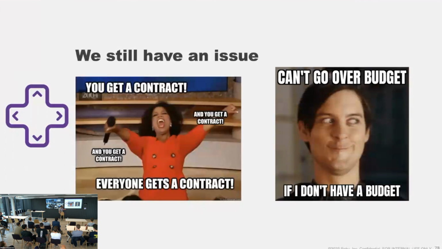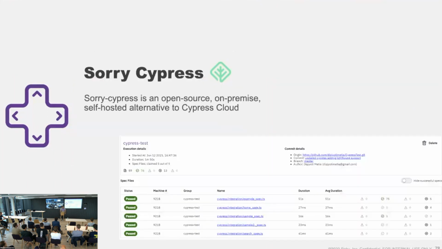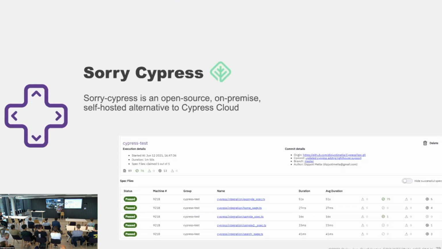The alternative is kind of go open source, right? There's got to be an open source alternative. And that's kind of what we're talking about today. Sorry Cypress is a one-to-one platform for Cypress Cloud. Cypress Cloud is the paid offering by Cypress, and Sorry Cypress is an open sourced on-premise self-hosted alternative.